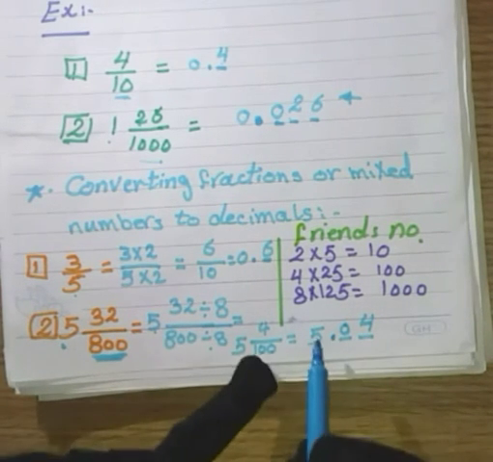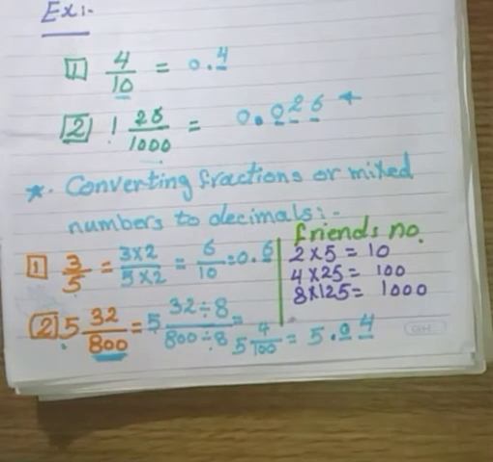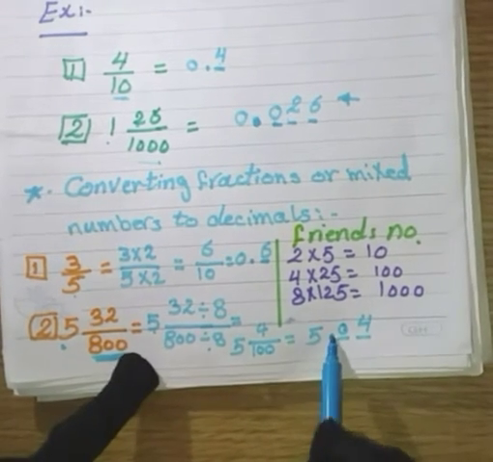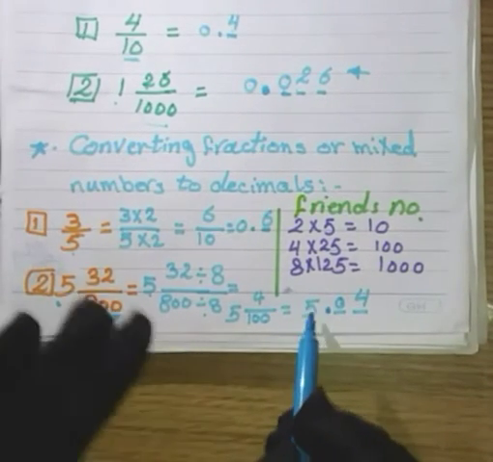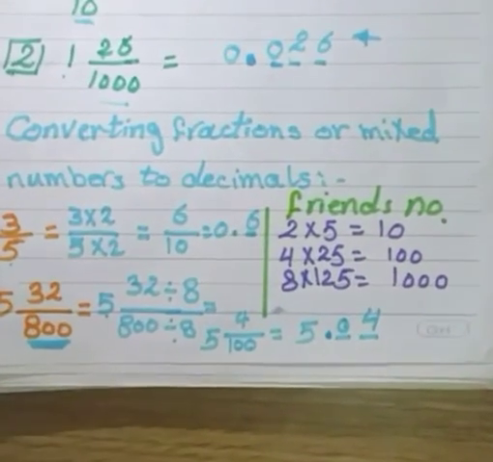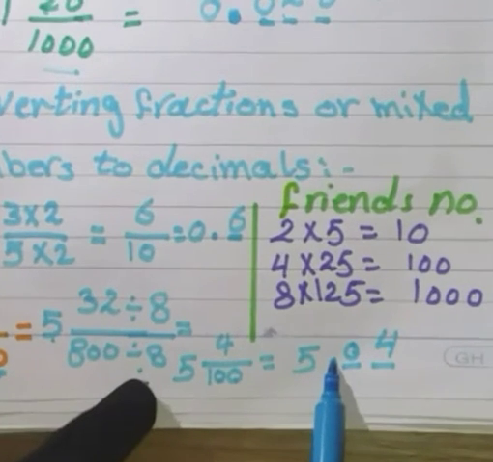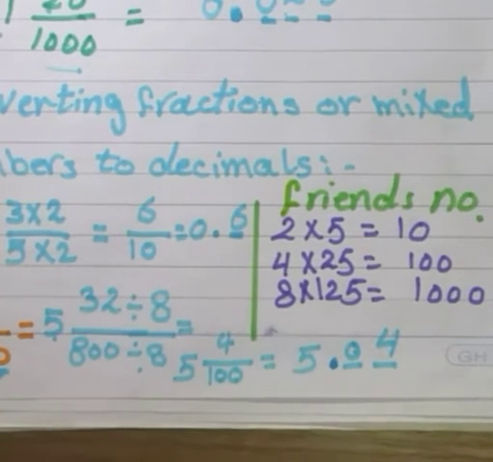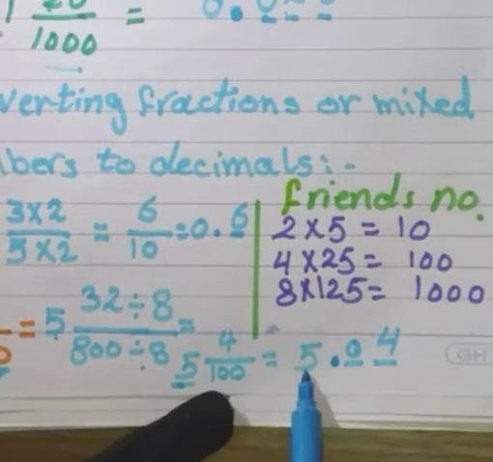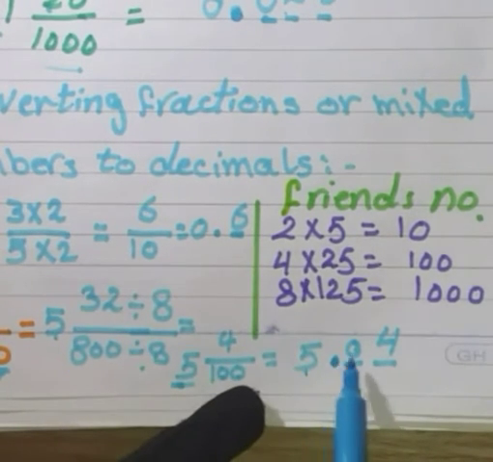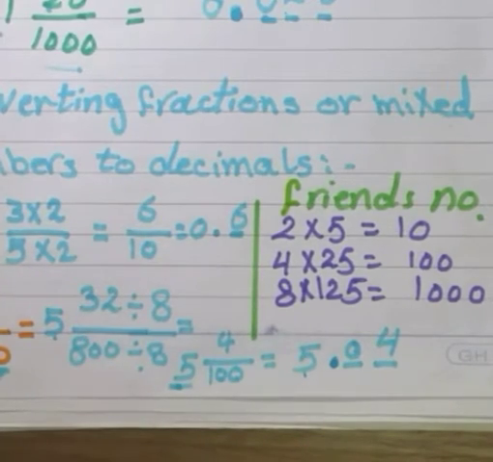Can someone write the 5 here? No, because of the decimal point, which we took last year. Before the decimal point is the whole number, but after the decimal point is the decimal part. Here my whole number was 5, so I have to put 5 before the decimal point.